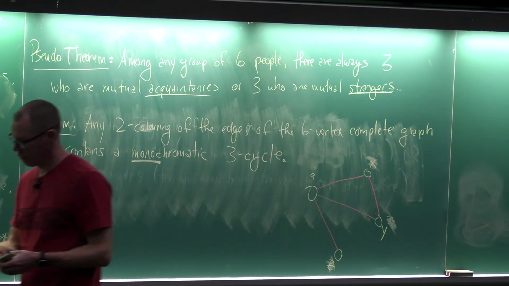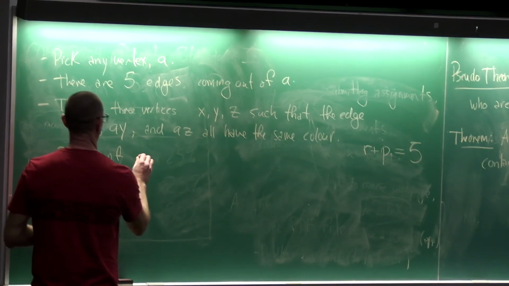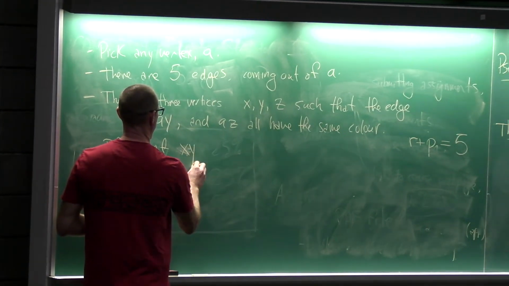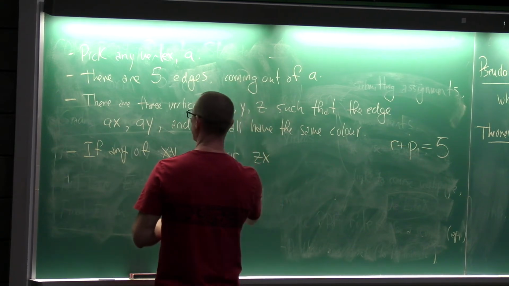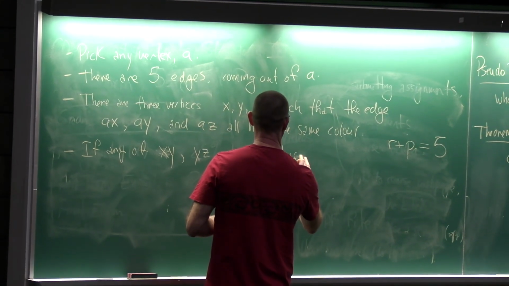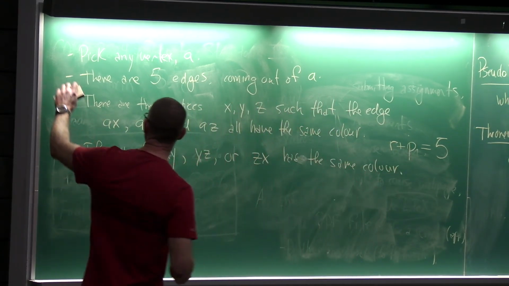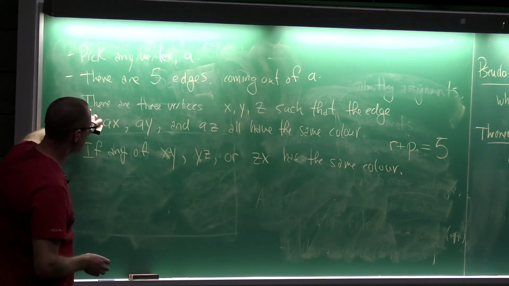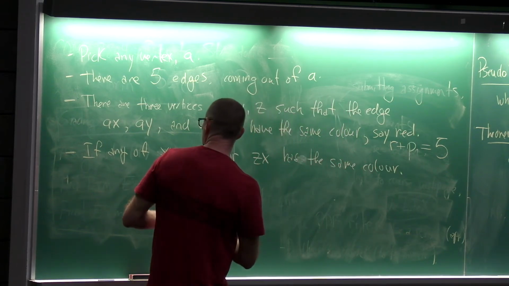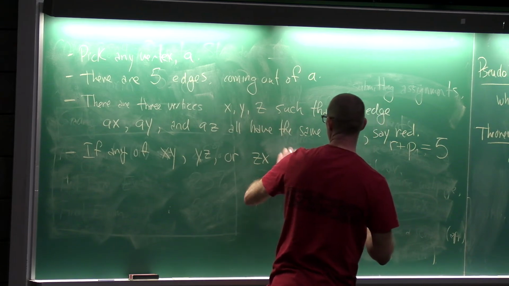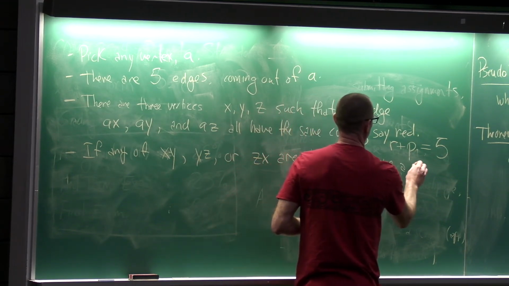Okay, so let's write that down. If any of XY, YZ, or ZX, and let's be specific here, so there's 3 vertices such that the edges A to X, Y, Z have the same color, for now we'll say red, and if any of these guys are red, then we have a red triangle.